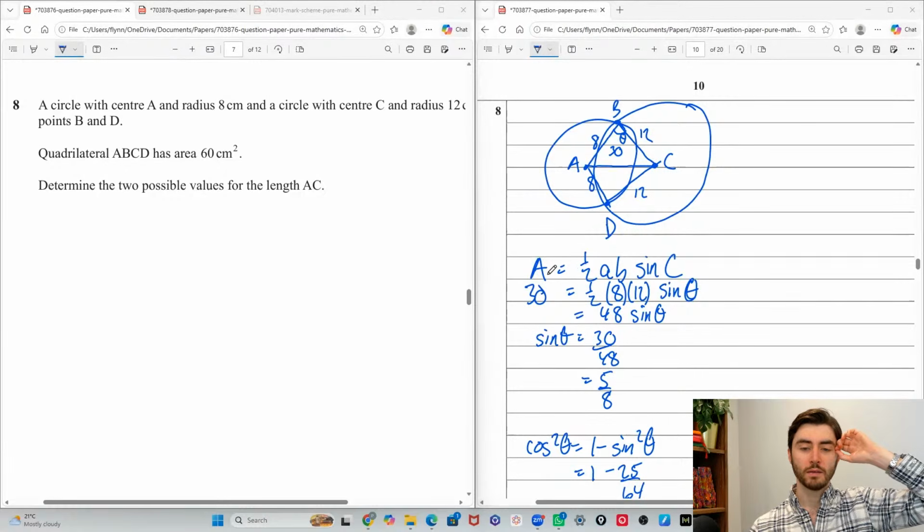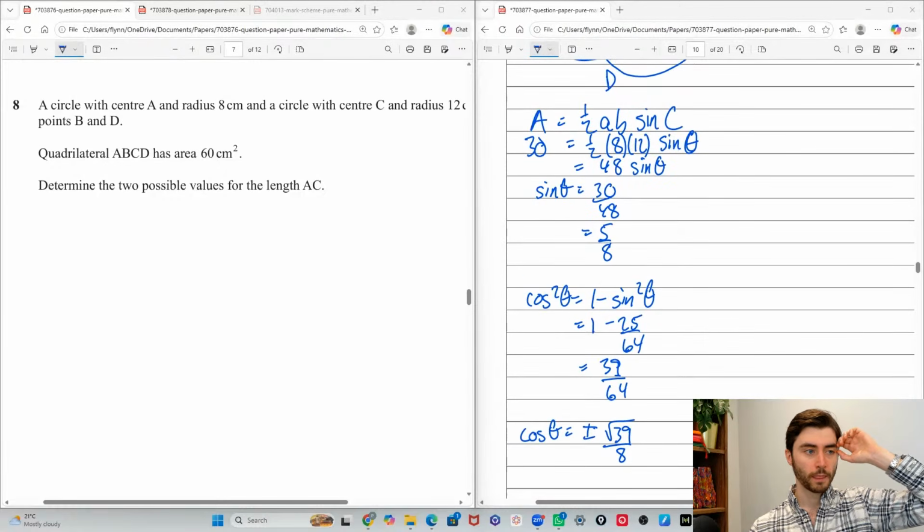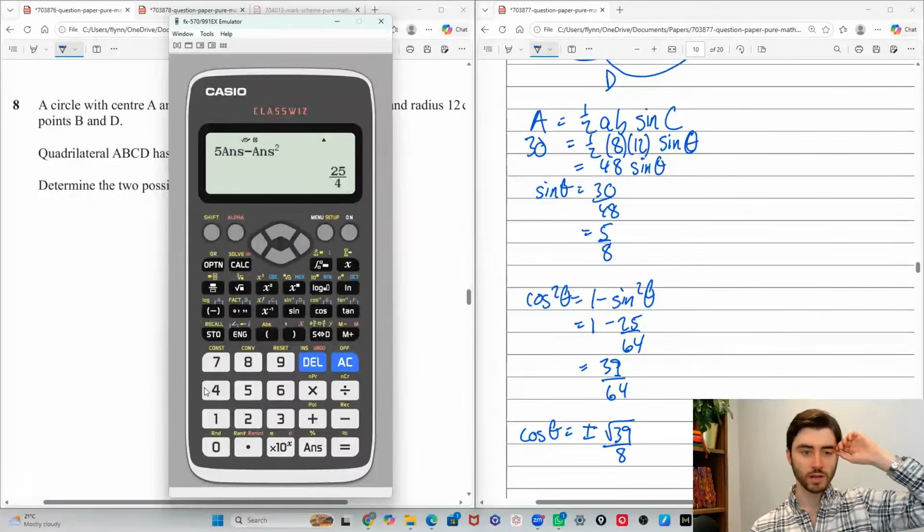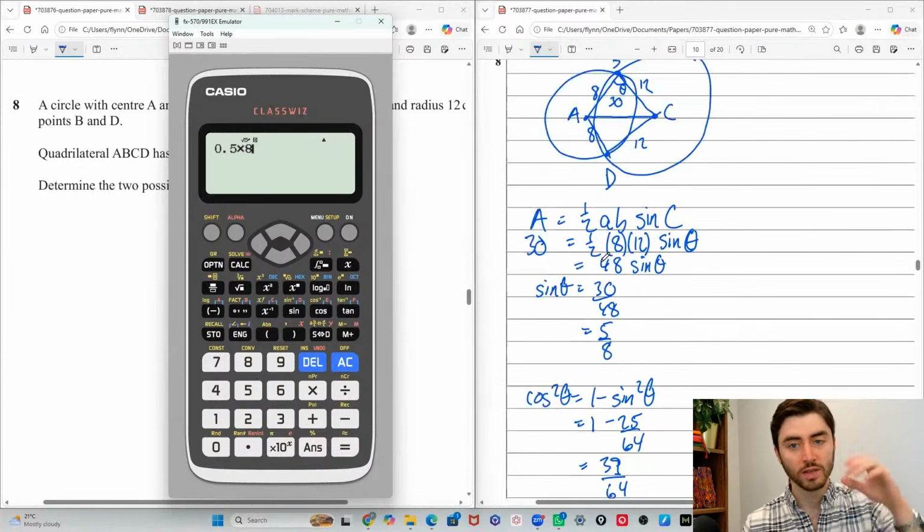So 30 equals half AB sine C. Let me just, so half a, actually what I can do is to use that side length.